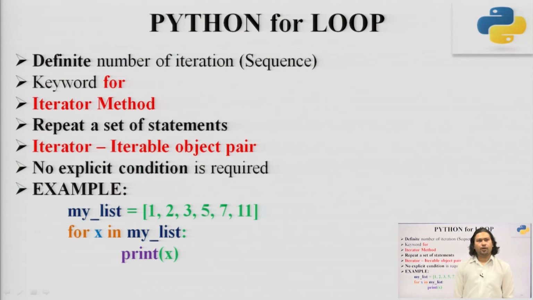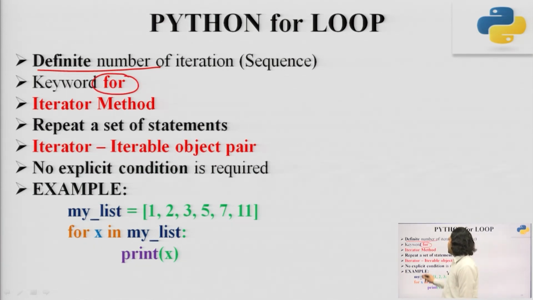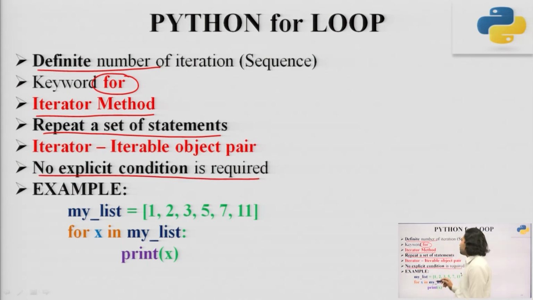Next one is the for loop. The property of the for loop is totally definite. Why is the property of the for loop definite? Because of its working principle. The very first thing is it starts with the keyword for. The second thing is it is not so much a loop, it is rather a method. It is closer to a method than to a looping method, or you can say looping principle. It repeats a set of statements, but no explicit condition is required.